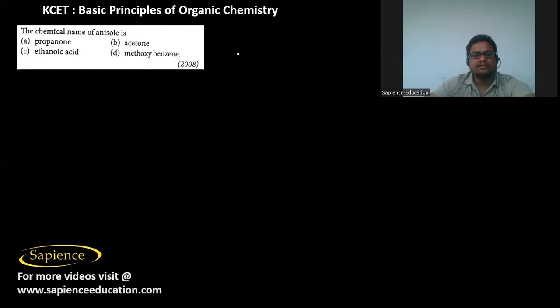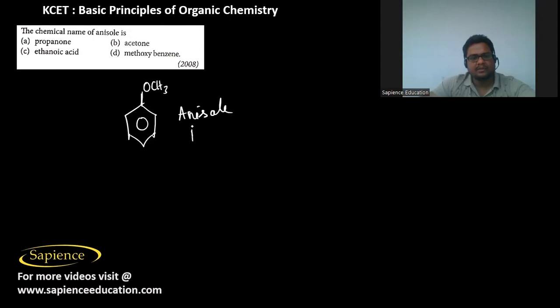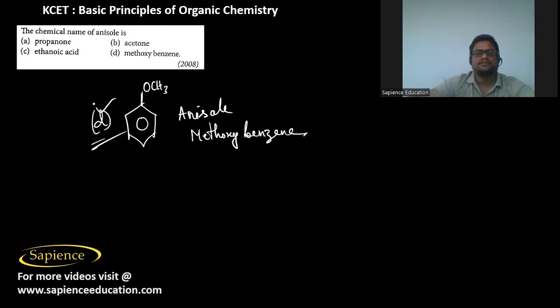The chemical name of anisole is, anisole means that on the benzene ring we have one OCH3 group, which is the methoxy group. So it is called methoxybenzene. So this one is called anisole. So its IUPAC name or its chemical name will be methoxybenzene. So option D is the correct answer.